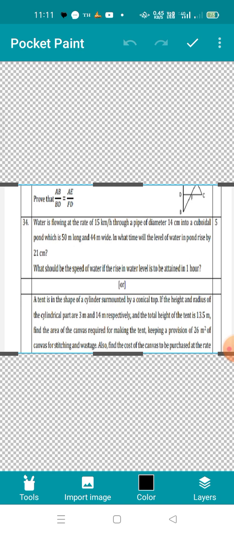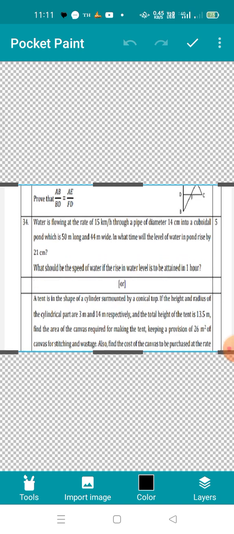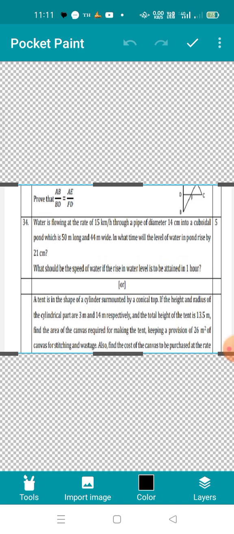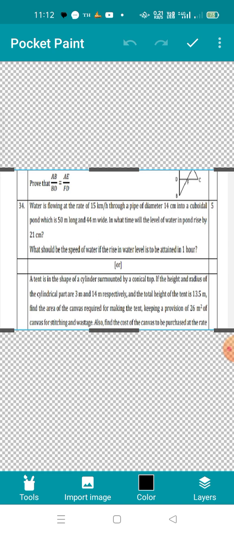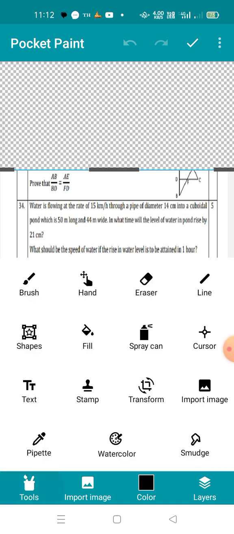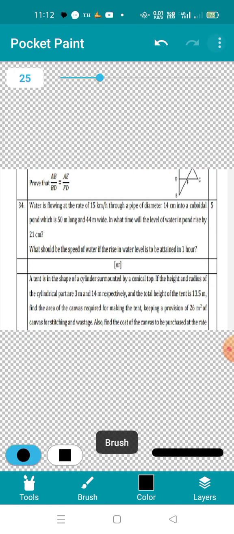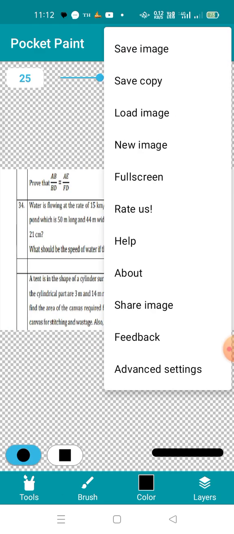So now let us see. They're asking in what time will the level of water in the pond rise by 21 centimeter. They're asking us the value of time. They're also asking what should be the speed of the water if the rise in water level is to be attained in 1 hour. We will see the second part of the question a bit later, but now let's concentrate on answering the first question. So let me take a new page and then explain this one to you.